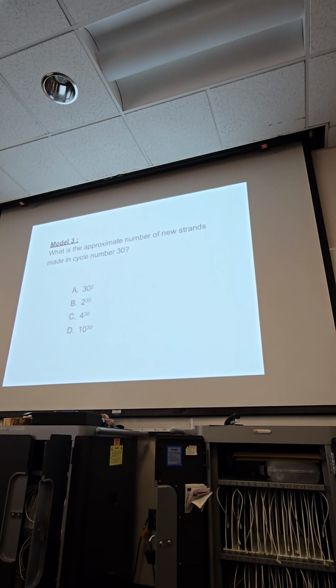What's the approximate number of first cycle number 30? All right, what's the correct answer here? 2 to the 30th. 2 to the 30th, excellent.